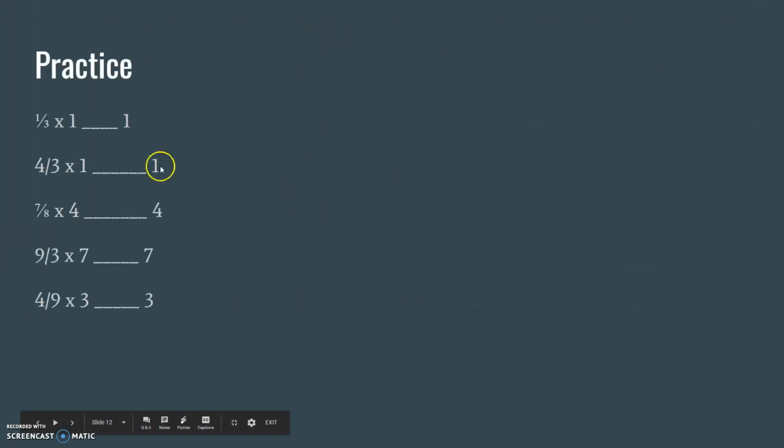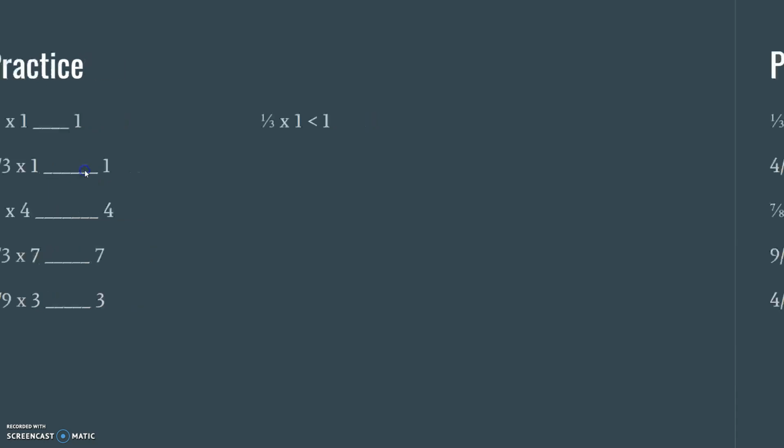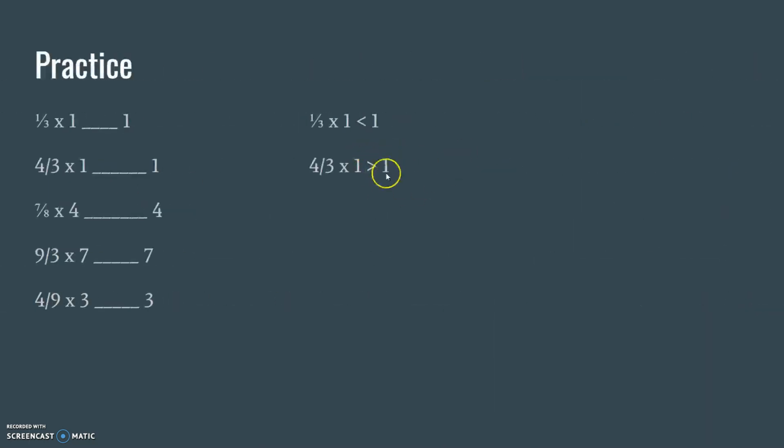So let's practice this real quick. We have here 1/3 times 1 compared to 4/3 times 1. Well, we know 1/3 is less than 1, and we know that whenever a fraction is less than 1, it's going to make this number smaller. So this full 1 is going to be bigger because the 1/3 is going to make this one smaller. We go back over here and we have 4/3. Well, we know that 4/3 is bigger than 1. So since this fraction is bigger than 1, it's going to make this one bigger. So this one's going to be greater than this one.